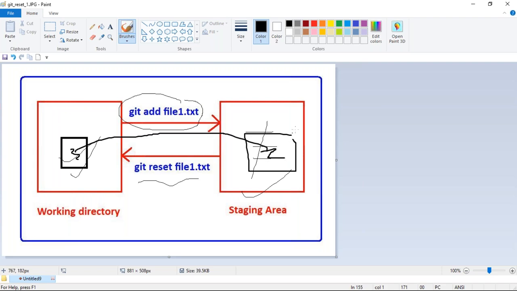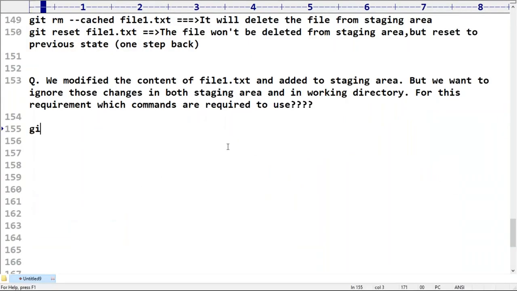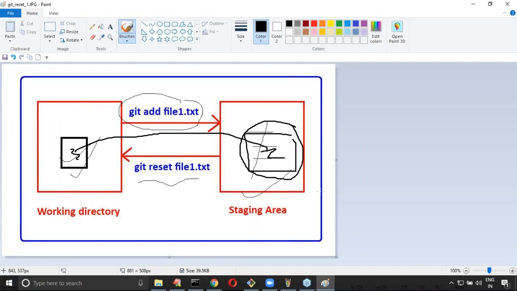First, ignore the changes in the staging area. What is the command we require to use? git reset file1.txt. Now whatever changes were added to the staging area will be ignored. Now the staging area contains the previous state, correct or not? But the changes are still there in the working directory.